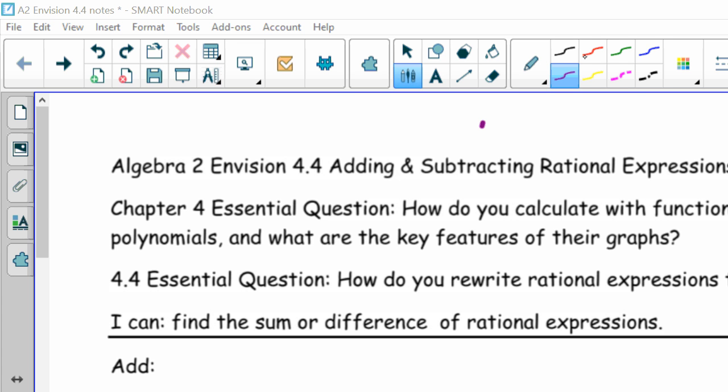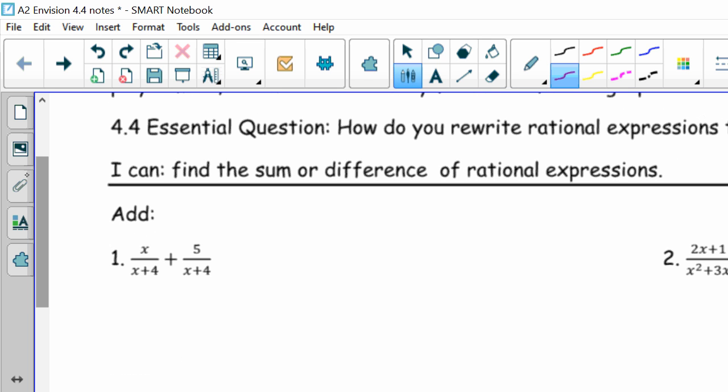All right, today in Algebra 2, we're looking at adding and subtracting rational expressions. So we're going to start off nice and easy with when we have like denominators. In order to add rational expressions with like denominators, just like adding fractions with like denominators, the denominator stays the same, and we just add what's on top.